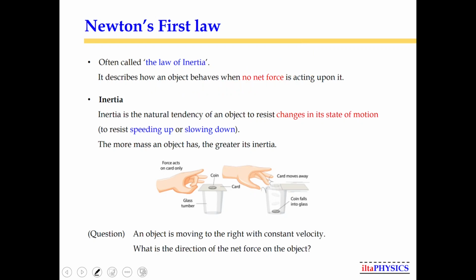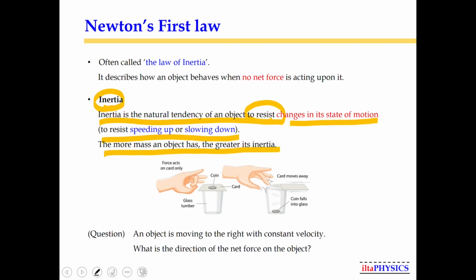Now, let's talk about the word inertia itself. You'll learn more about it later in physics, but simply put, inertia is the tendency of an object to resist any change in its state of motion. In other words, it resists changes in its velocity. In general, the greater the mass of an object, the greater its inertia.